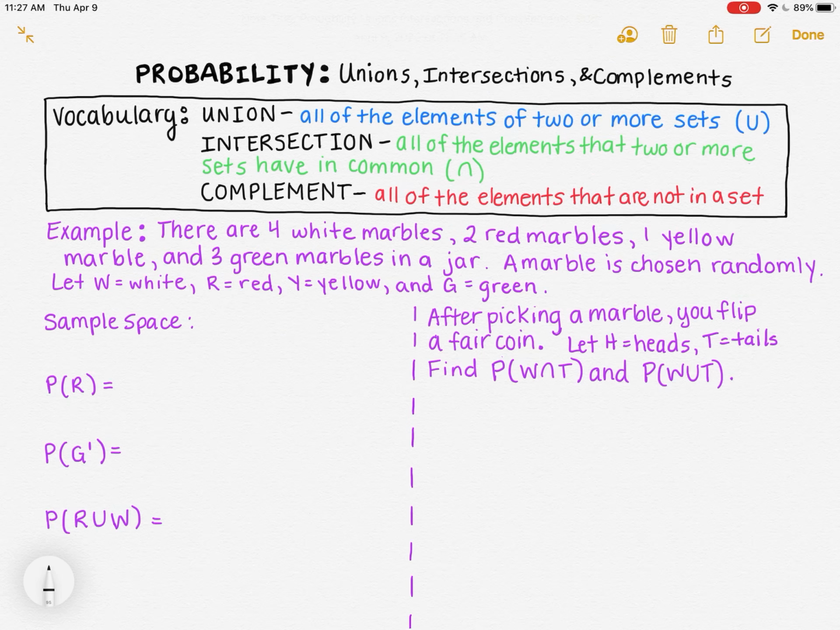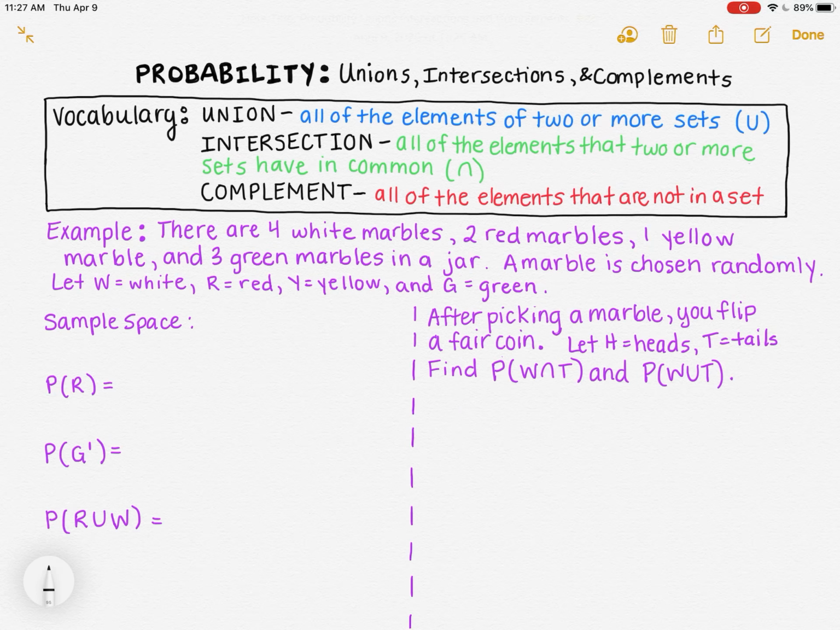Hi everyone, in this video I'm going to be going over how to find the probability of the union, intersection, and complement of different events. So union, intersection, and complement are the three vocabulary words you'll hear me say a lot in this video, and we have different symbols and notations to represent them. I have the definitions written at the top of the screen, but I will talk more about what each word means as we do the examples.